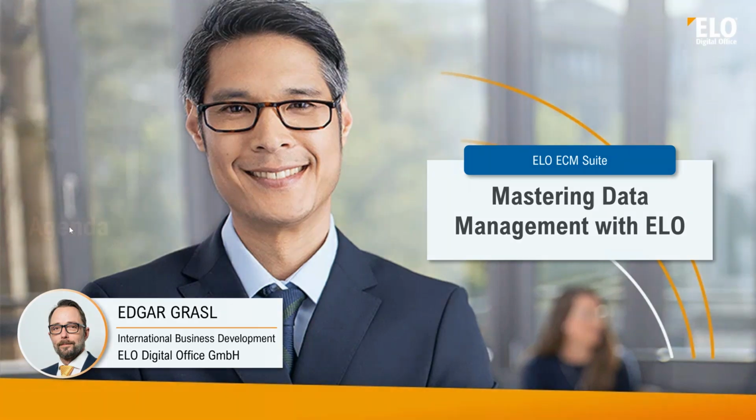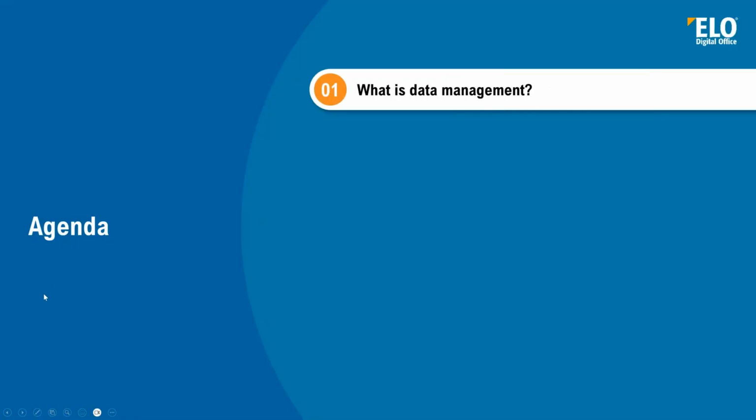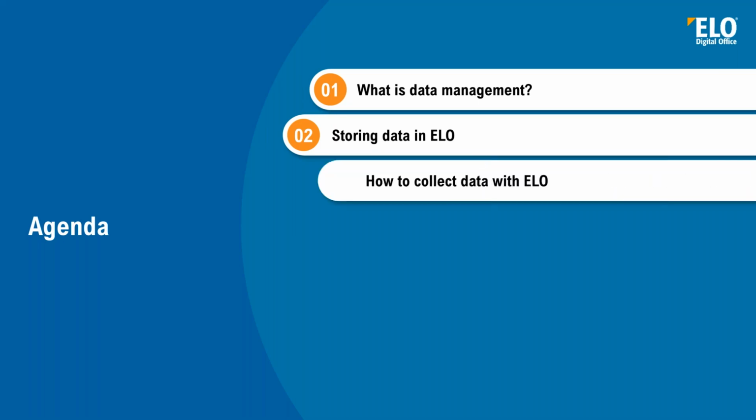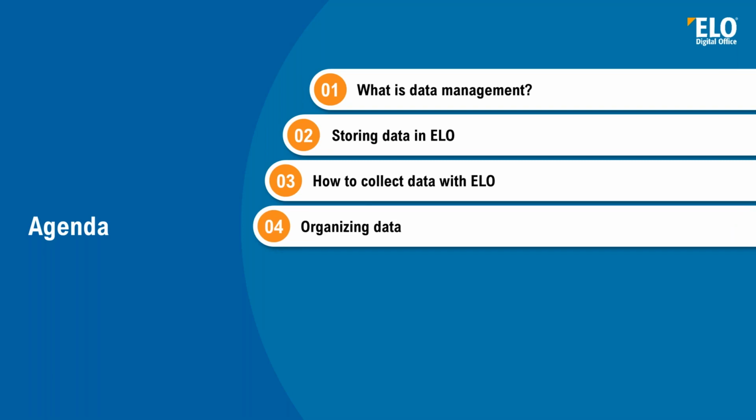So which topics will we cover? First of all, we'll have a look at what data management is, what it means, and what things you have to consider when you think about data management. Then we'll have a look at storing data in ELO, because ELO is capable of storing data from different sources. Then we'll have a look at how to collect the data with ELO. Then we'll have a look at organizing the data in the ELO ECM suite.